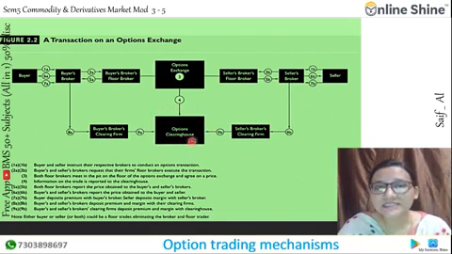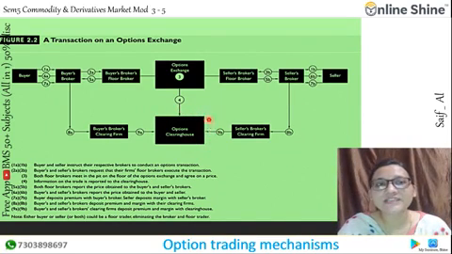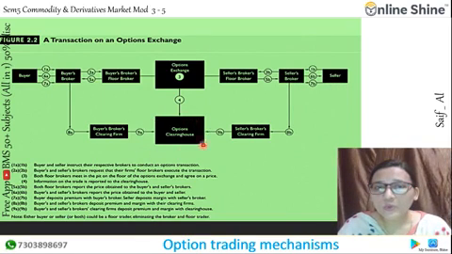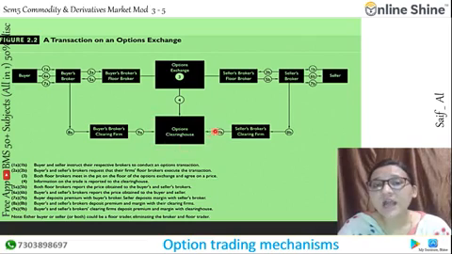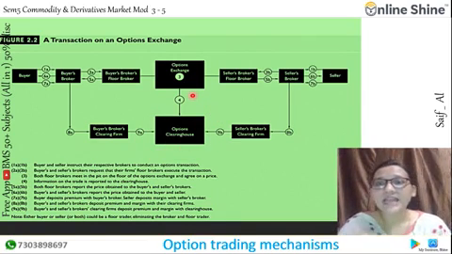So this is how the option exchange transaction takes place between the buyer and the seller. Who is the clearing house? The clearing house acts like the buyer to the seller and the seller to the buyer.